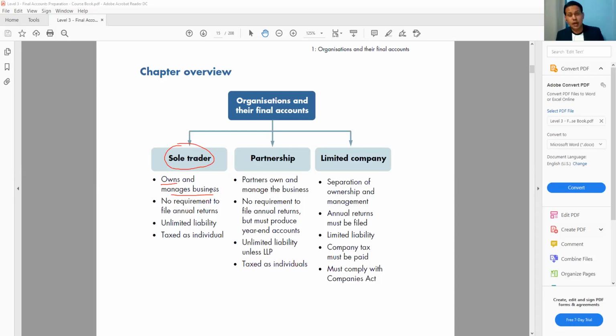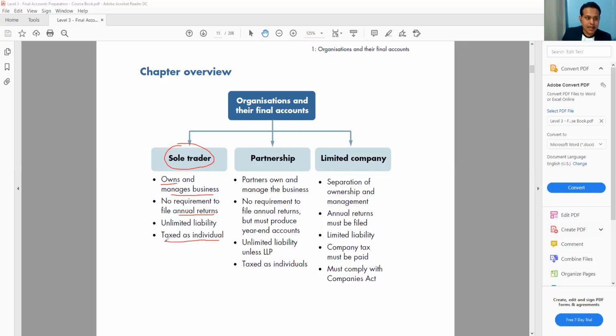Then there is no requirement to file annual return, so you don't have to submit your annual return to HMRC. When you open as a sole trader, the accounts are really straightforward. All you need to tell HMRC is how much was the income, how much was the expense, and how much was the profit, and based on that you pay the tax.